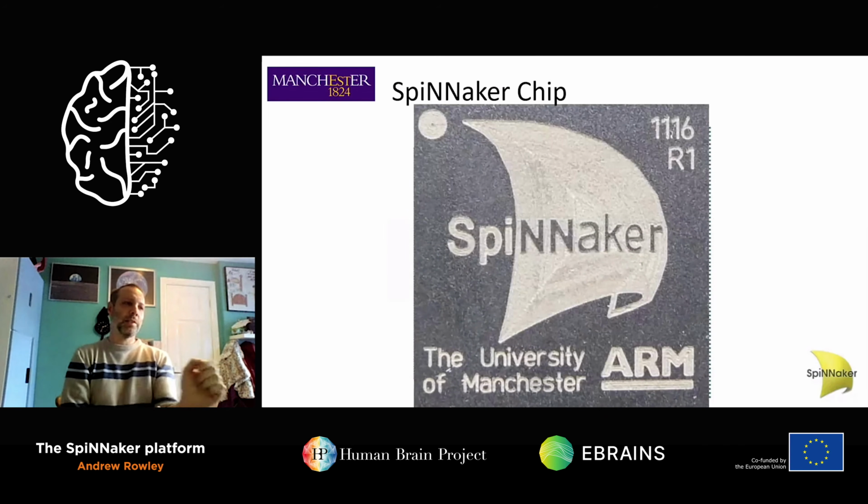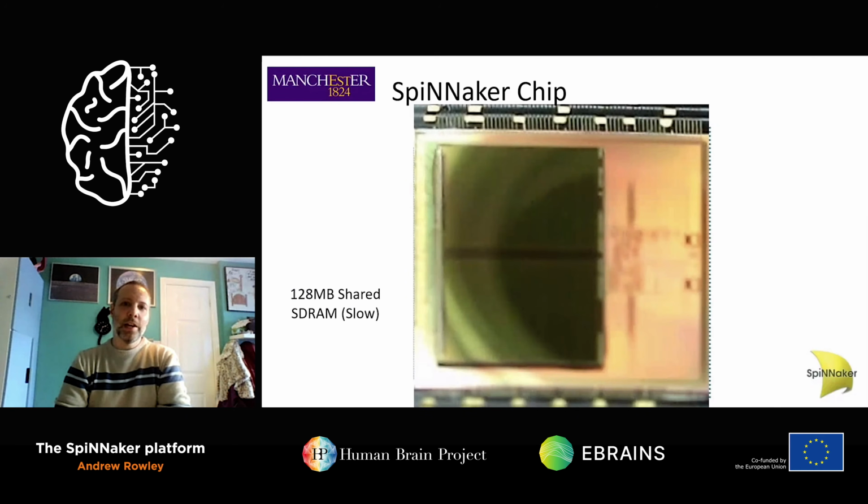So to have a look at the SpiNNaker chip and see how this compares, this is the outside of a SpiNNaker chip. If you have a SpiNNaker board, you can look on top of it and this is what you'll see. But just underneath this, we've actually got the memory, the SDRAM, of which there's only 128 megabytes compared to the gigabytes that you find in the traditional architecture. This is also quite slow to access for the processor on SpiNNaker as it is on a traditional computer, so it has to do work to get to this memory.